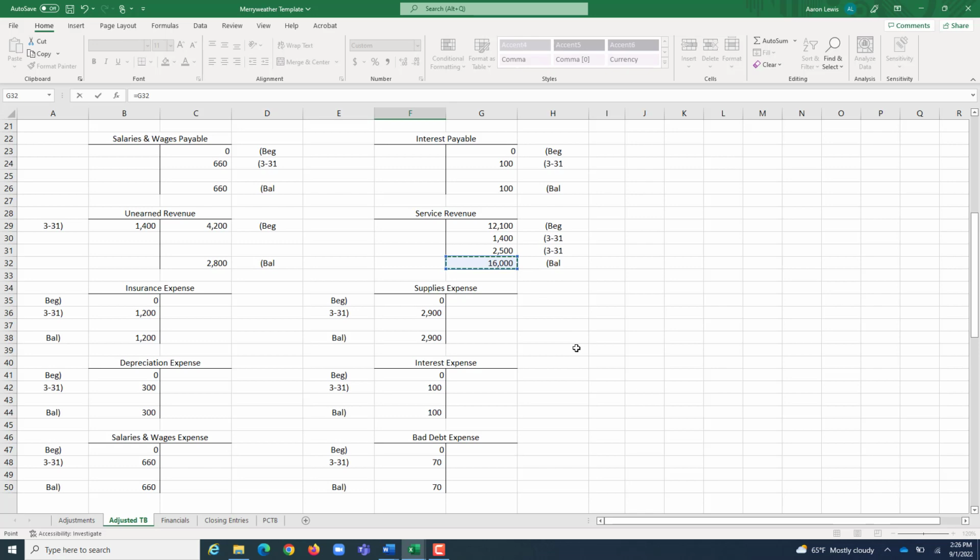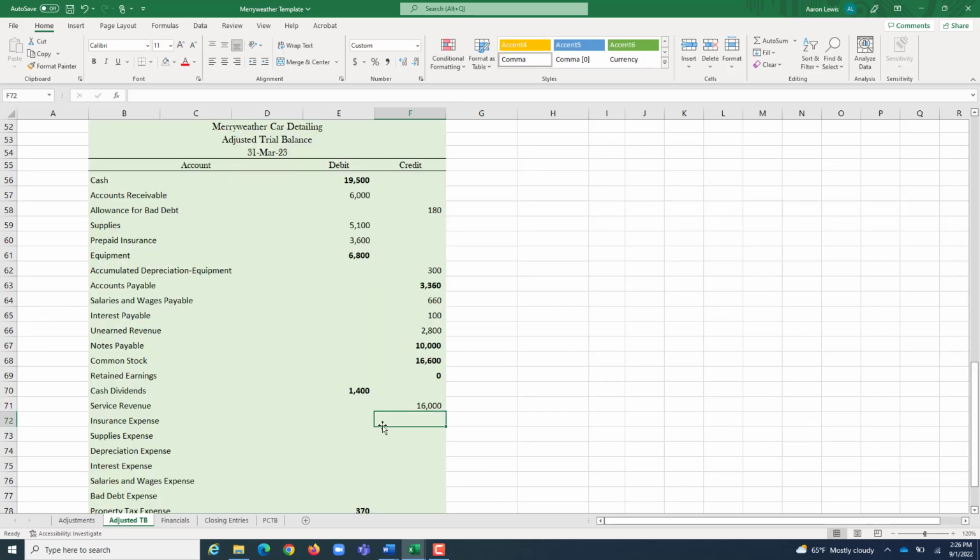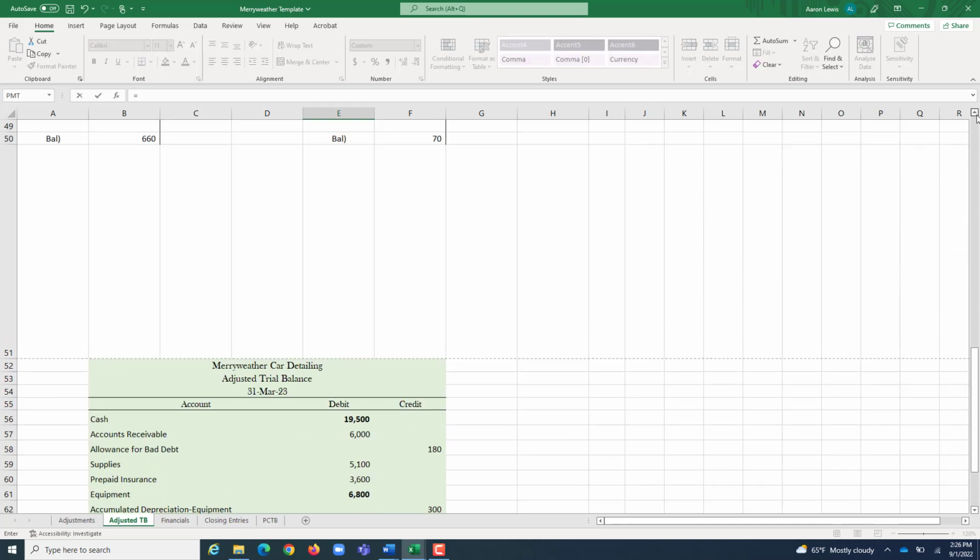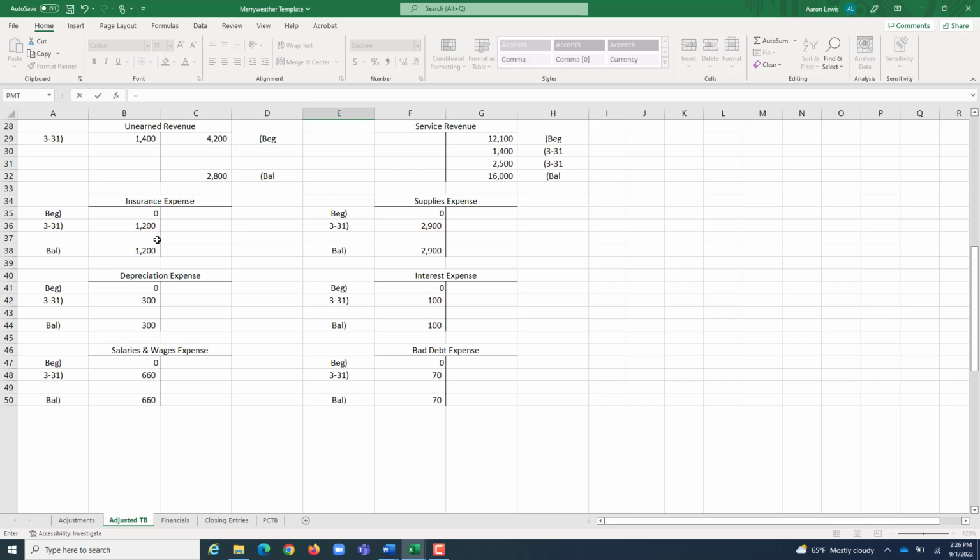So let's bring that down into our adjusted trial balance with a $16,000 credit balance. And then I got a whole mountain of expenses. And expenses, all of them will have a normal debit balance, so we put them on the debit side. I'm going to start with insurance expense. Hit equals, go up and find our balance for insurance expense, which was $1,200.